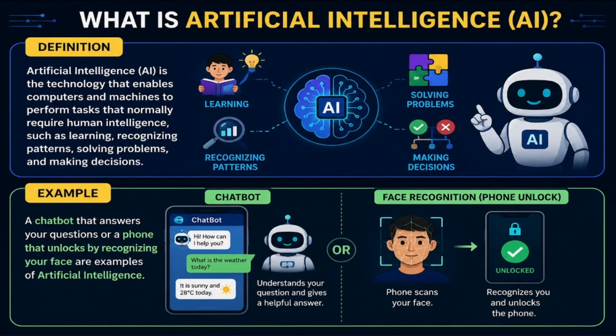So, overall, what is AI? When computer systems are designed to perform tasks that normally require human-like intelligence, such as learning, recognizing patterns, solving problems, and making decisions, we call it artificial intelligence.